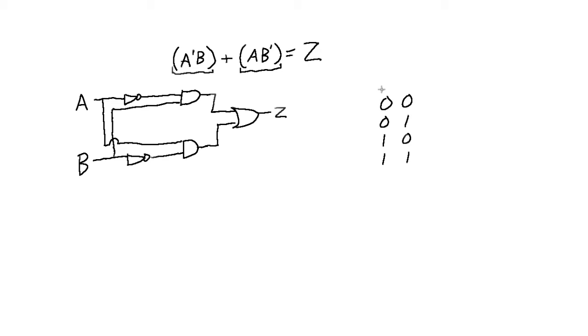And we can label these, right? Normally we go in alphabetical order, A and B. And then we're going to have our output, which is Z. And we can actually work from the logic diagram or the equation that we have here. I'm going to work from the equation.